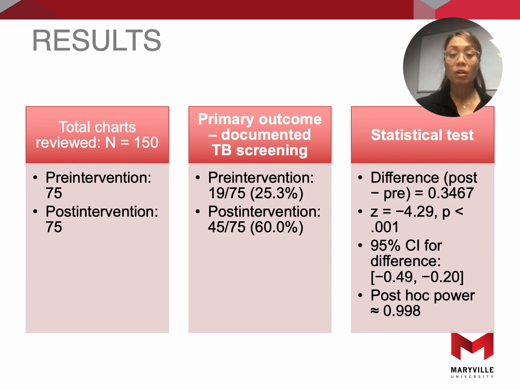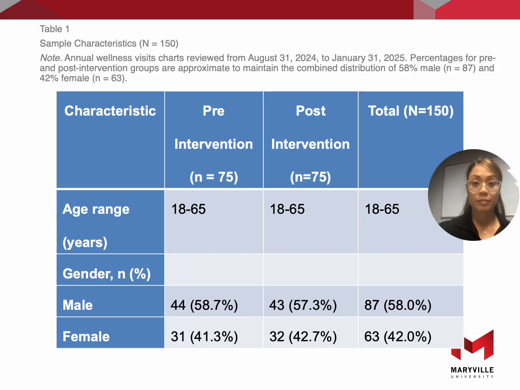Sample characteristics also included comorbidities, vaccination status, TB treatment history, and other clinical variables, which are summarized visually in figures 1 to 4. Table 1. Here you see annual wellness visit charts reviewed from August 31st, 2024 to January 31st, 2025. Percentages for pre and post intervention groups are approximate to maintain the combined distribution of 58% male, which is 87, and 42% female, which is 63.